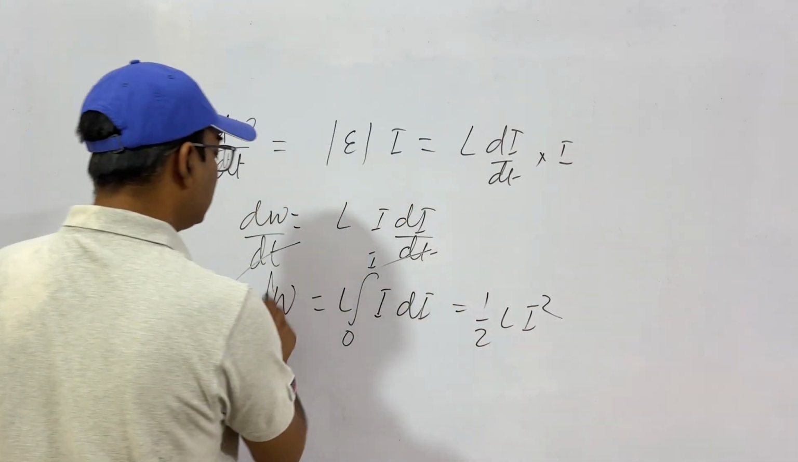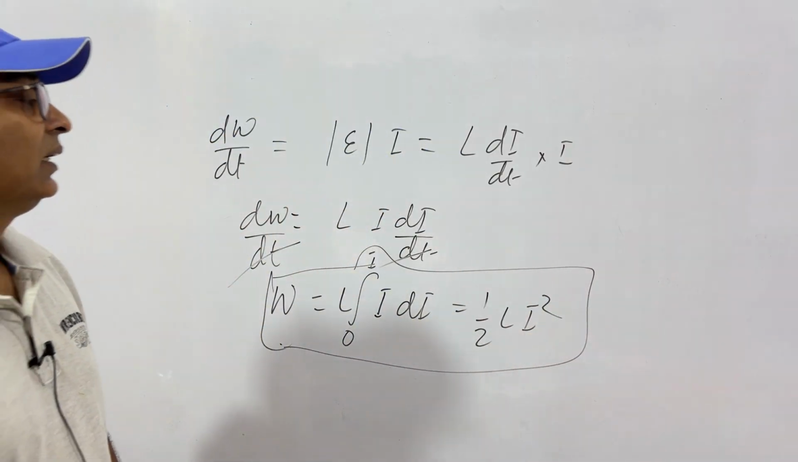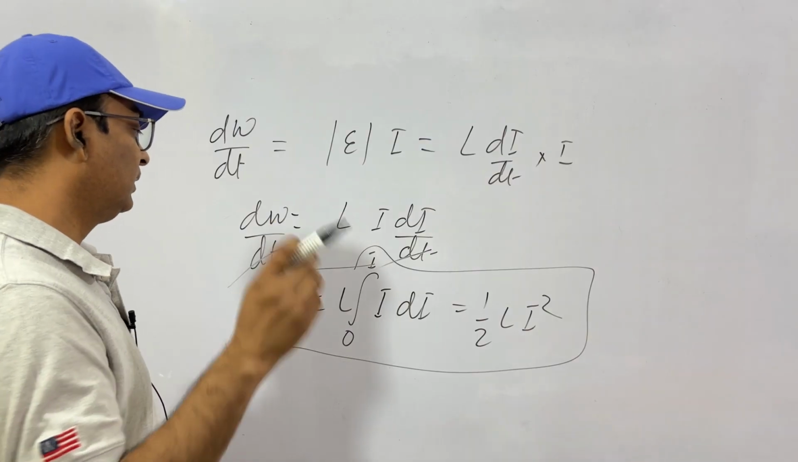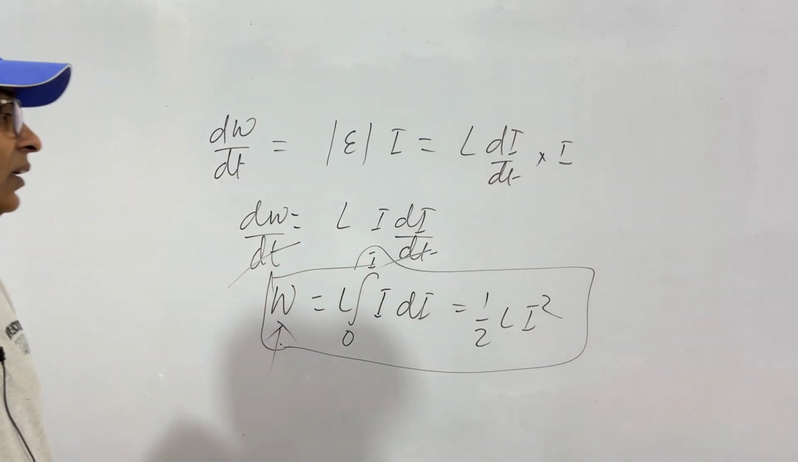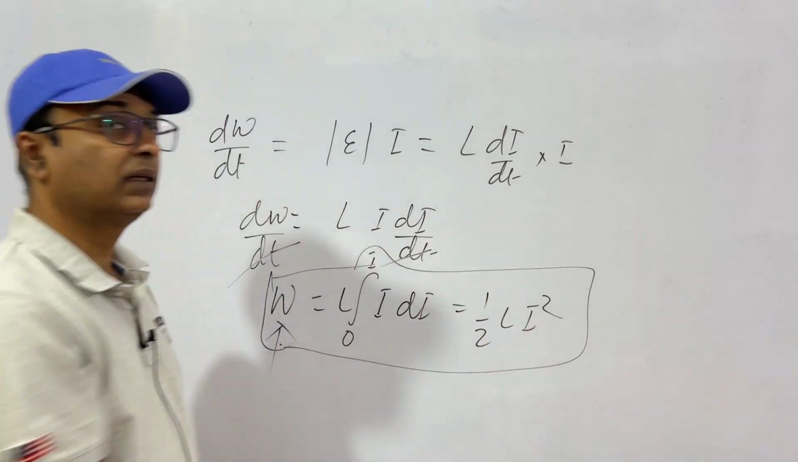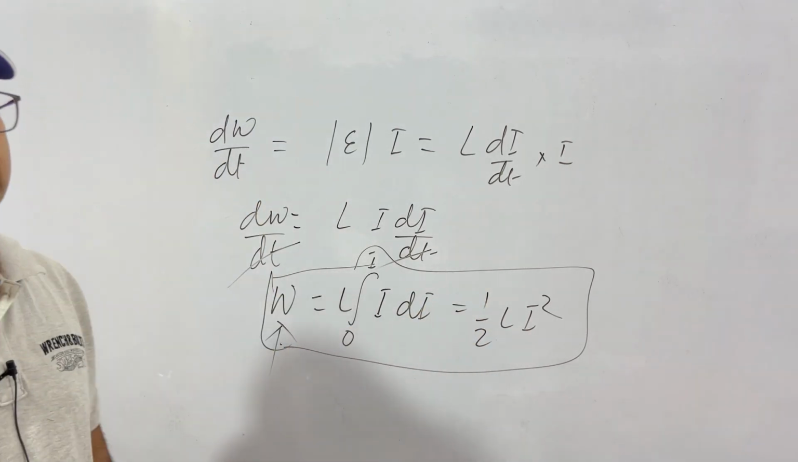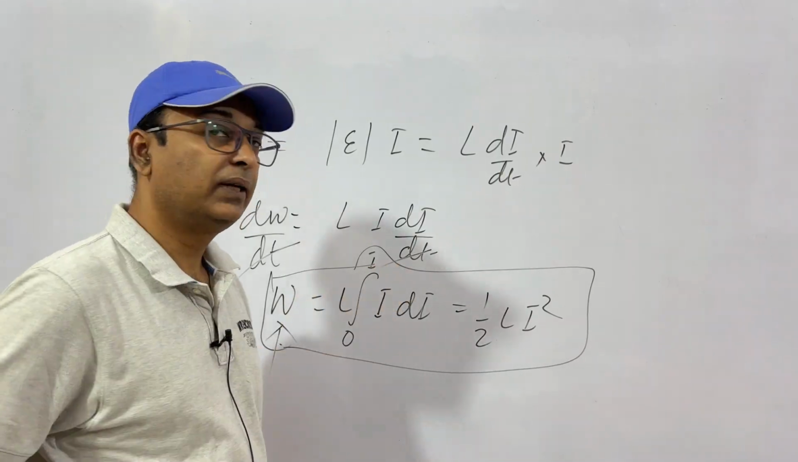So this is the work done in setting up current I in the coil. This is actually stored in the coil. Later on you will understand that this is the energy that is stored in a coil which has self-inductance L, and a current I has been set up in that coil. Then the energy stored is half L I square.